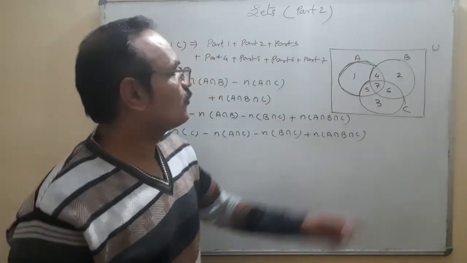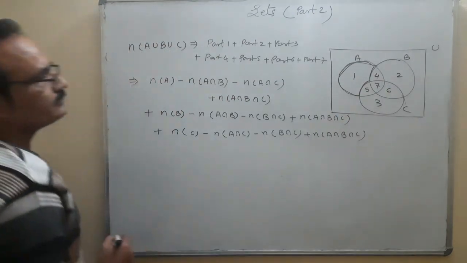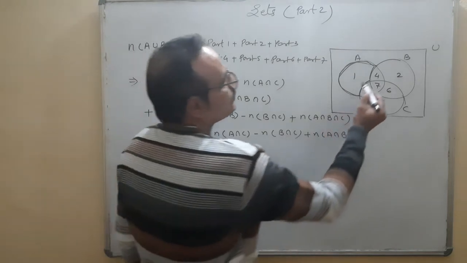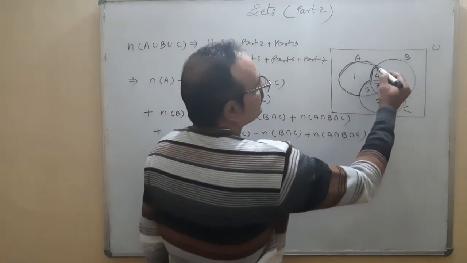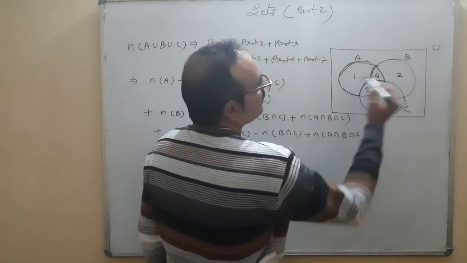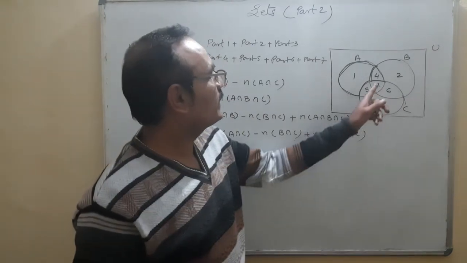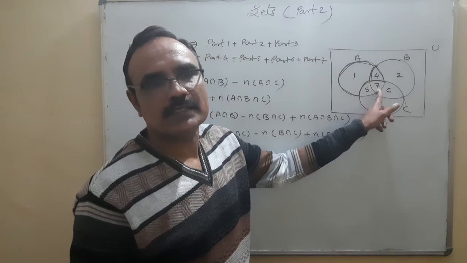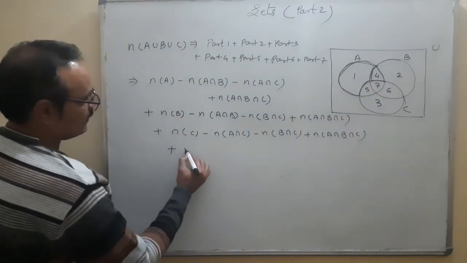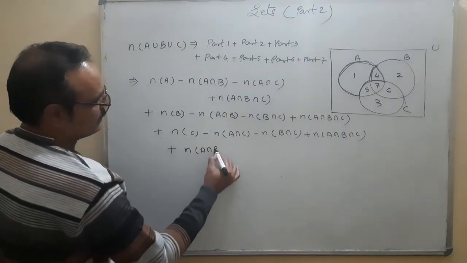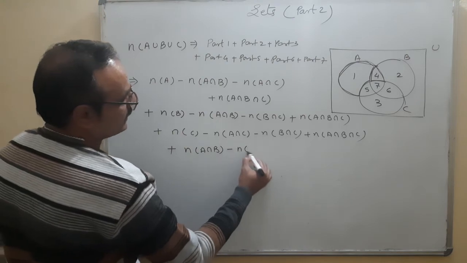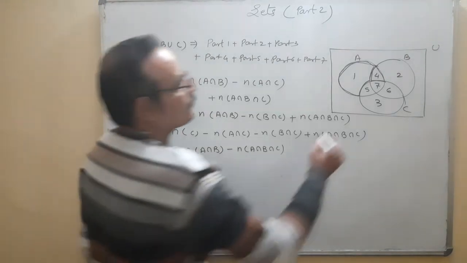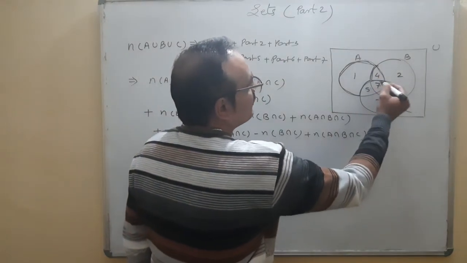Now coming to fourth part. How to write fourth part? This part I want to write. Look at this. So this part we can write here as n(A ∩ B) minus n(A ∩ B ∩ C). Is that okay? From this complete, we have to subtract this portion.